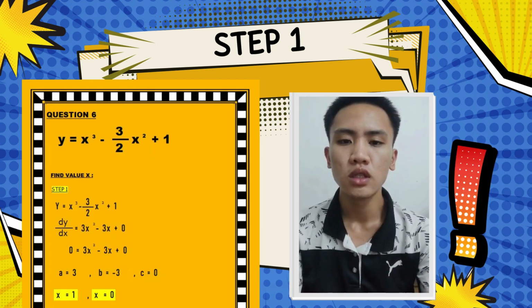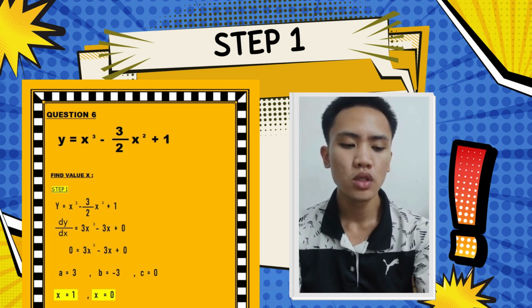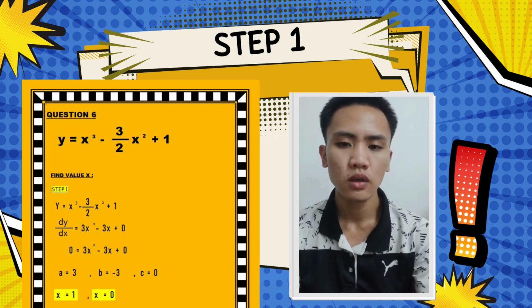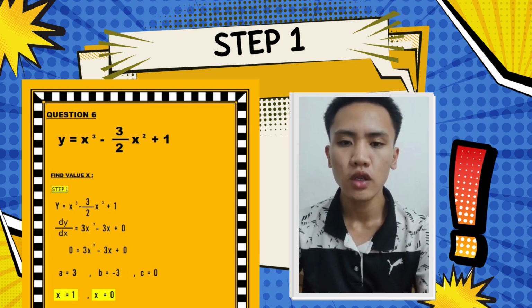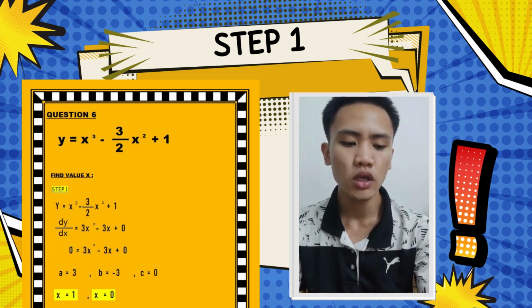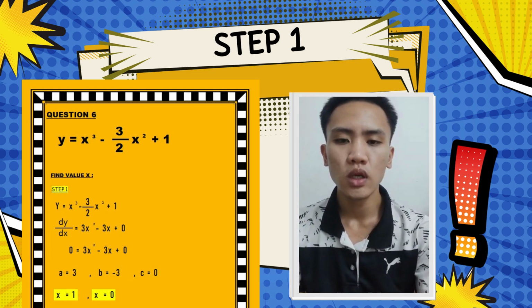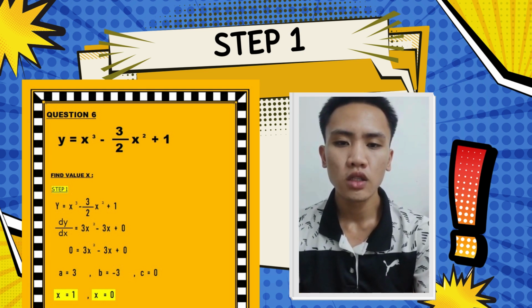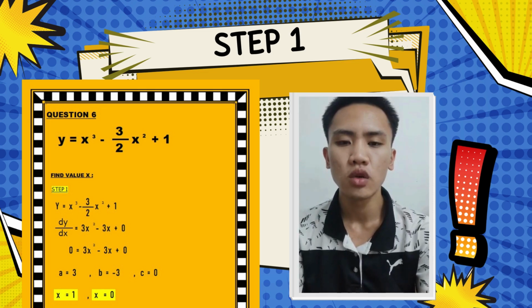This is our selection question that we choose. The question is y equals x power 3 minus 3/2 x power 2 plus 1. Firstly, we need to find the value of x. Step 1: grouping the dy and dx group. As you can see, there is only a dx group here.